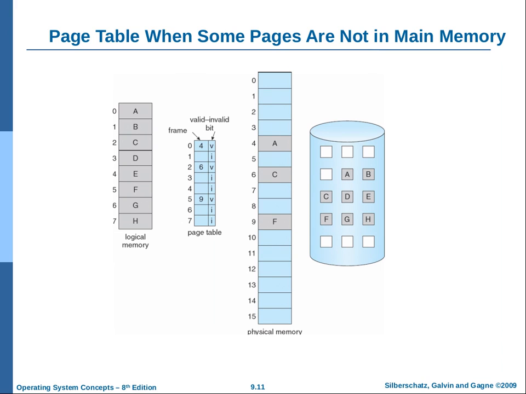Good example here. If I try to reference A0, it's valid. It happens to be at 4, so we jump over. But if I try to reference B, you jump to 1, it's currently invalid, which means the operating system would need to bring that into memory and then store where the base is inside the page table. We good so far?